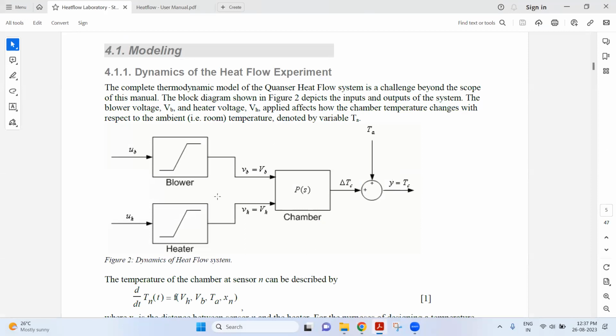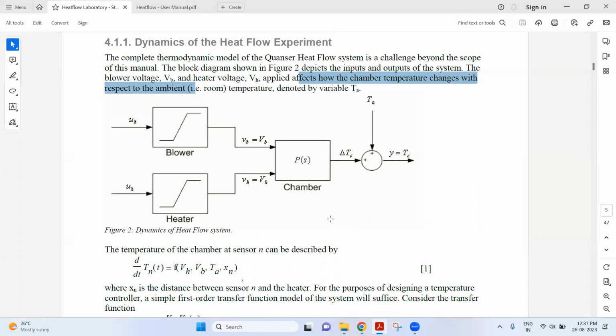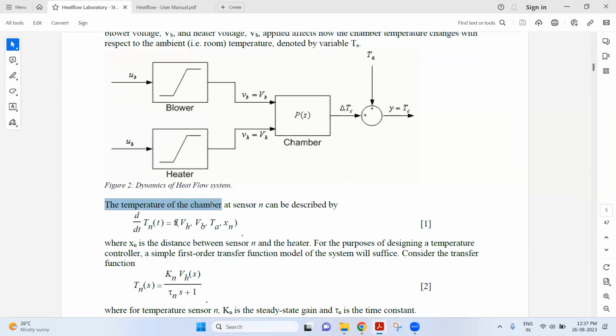Yes, good. So PS is this, and delta T is the change in temperature of this chamber. TA is the ambient temperature. We need to check the effects on the chamber with reference to the ambient temperature. We are measuring the difference. So now, how did they design this one?